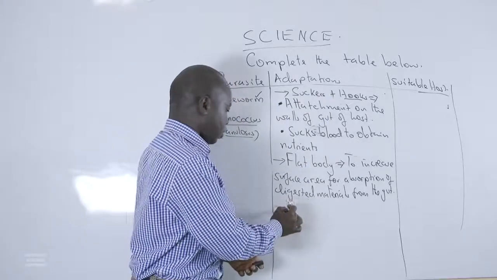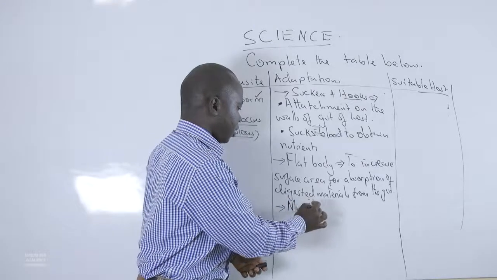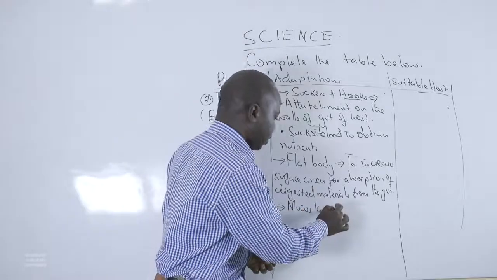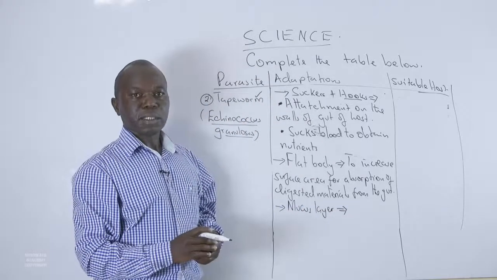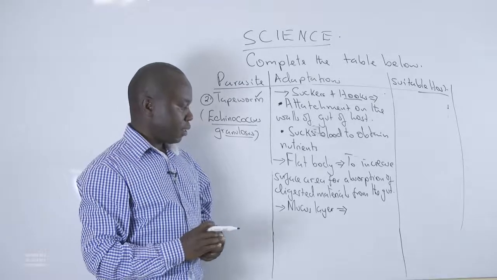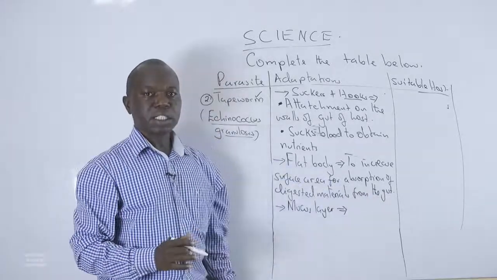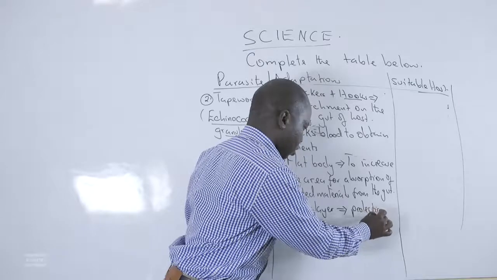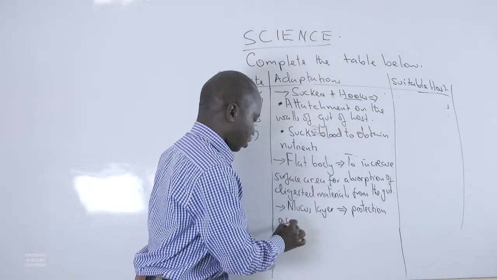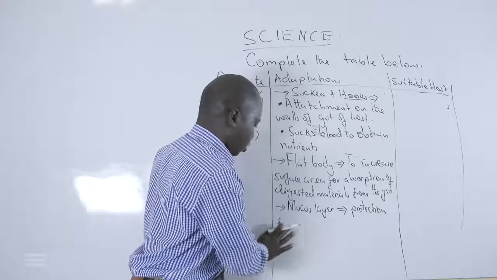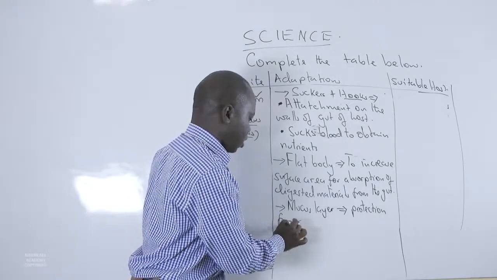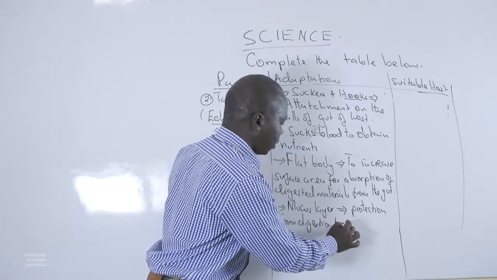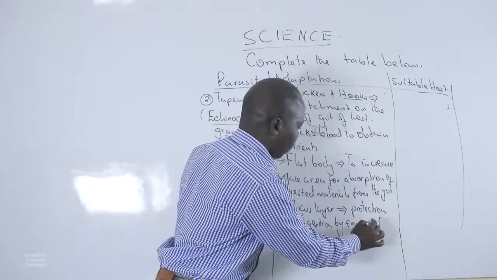Other features include having a mucus layer. Tapeworm has a mucus layer. This is important to protect it from being digested by enzymes that are found in the digestive system. Protection from digestion by enzymes found in the gut.